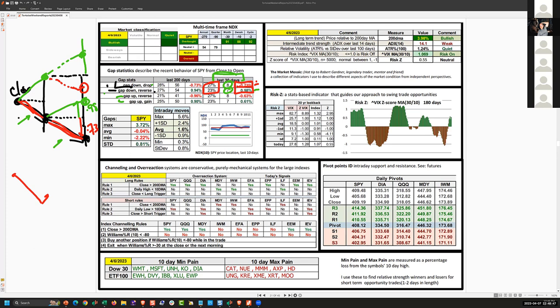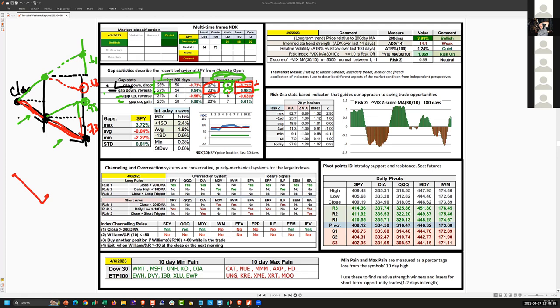And then 8 times it gapped up and reversed 0.63. And then 0.61. So that's a wash. That's just what it did in the last 30 days. In the last 200 days, slightly different numbers.